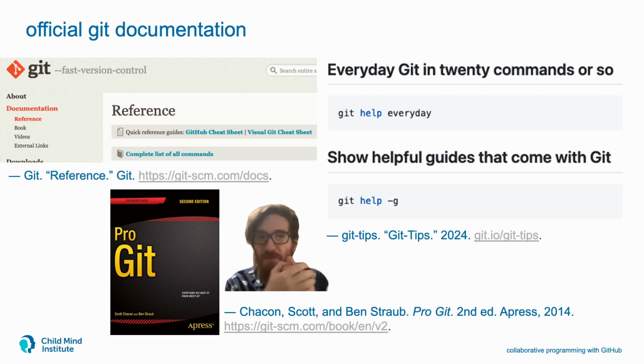And Git itself, just on your machine, has a little cheat sheet that you can get to by saying git help every day.